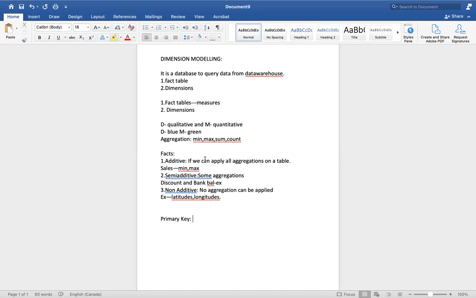So I'm telling, primary key means it is a key that uniquely identifies each record in the table, and it should contain only unique values but should not contain any null values. So that is the primary responsibility of a primary key.